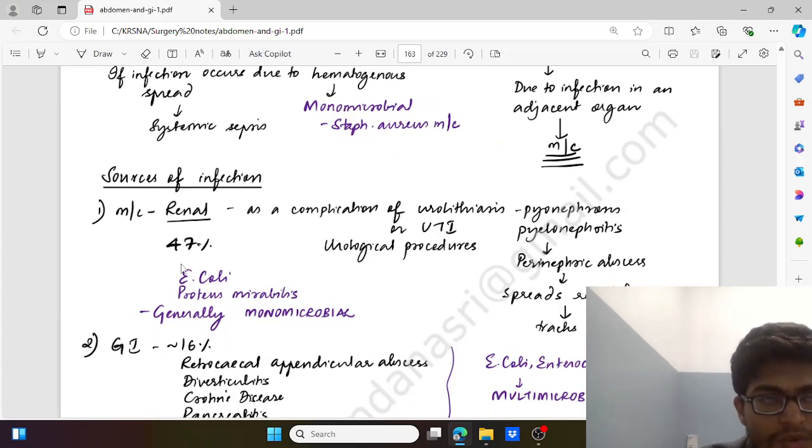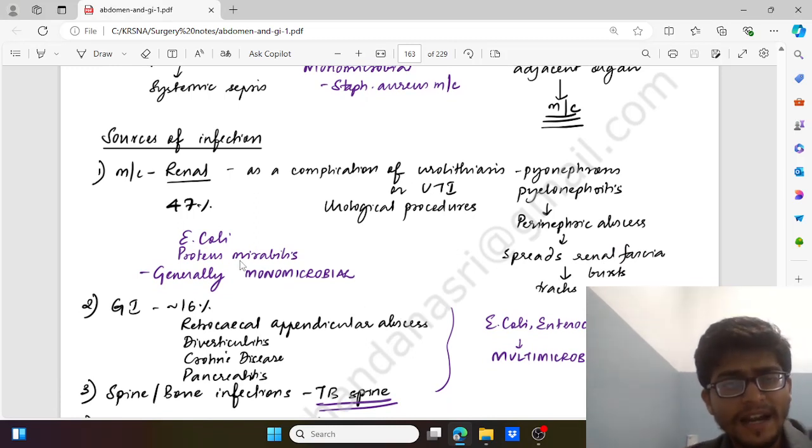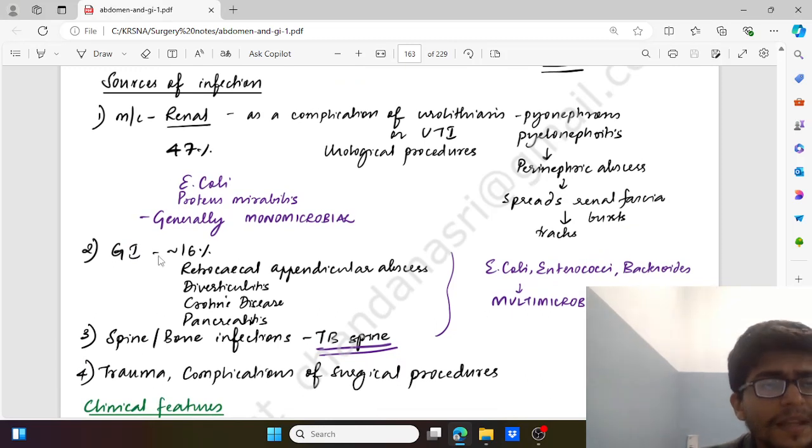So what are the most common sources of infection for the retroperitoneum? It is the kidney most of the time, that is around 47 to 50%, as the complication of kidney stones resulting in pyonephrosis, pyelonephritis or UTI associated with urosurgeries resulting in pyonephric abscess, perinephric abscess, spreading to the renal fascia and then tracking to the retroperitoneum. So organisms involved are E. coli, Proteus, and generally it is monomicrobial.